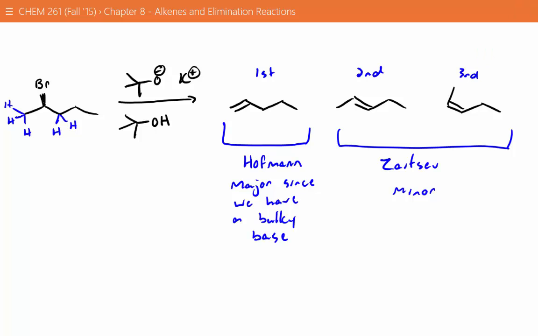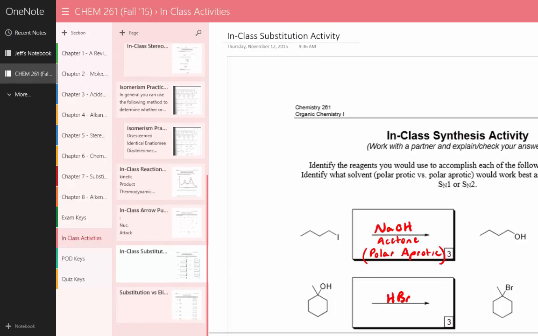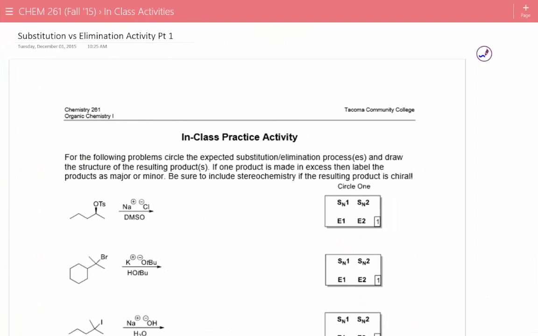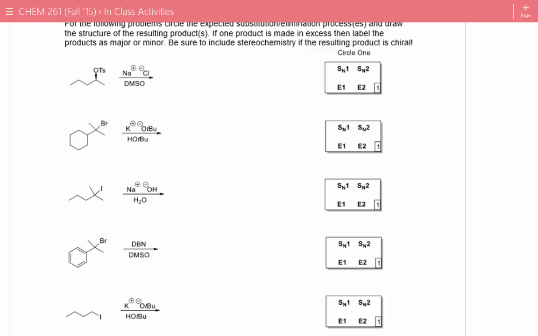All right, so what I have for you guys is an in-class activity that was in the back, and I want you guys to work with other people on this. This is almost a clone of what you could expect on an exam or a quiz. What I would do is ask you to circle which reaction mechanism is appropriate and then give the product.